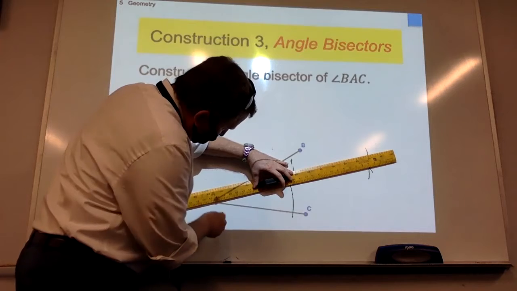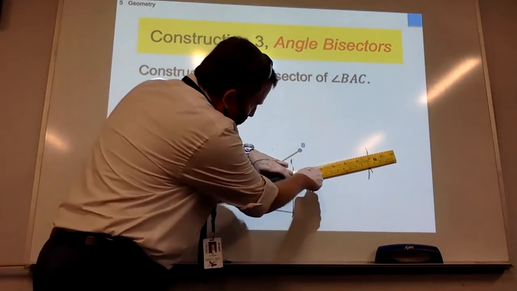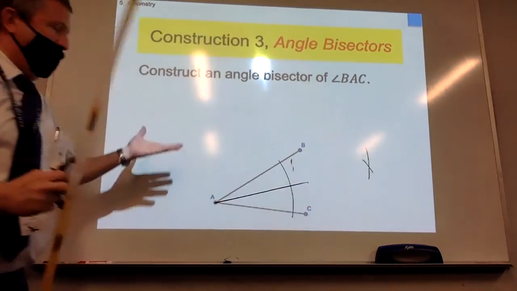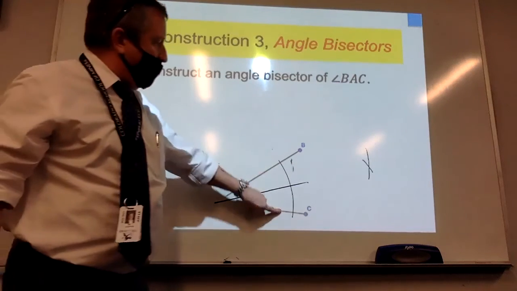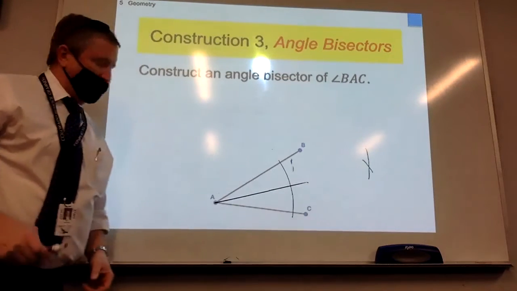And by the way, it doesn't say how long to draw it. I don't have to actually go to that intersection point. I can draw right there, and it's an angle bisector. So I'm looking for this arc and these two arcs right here.